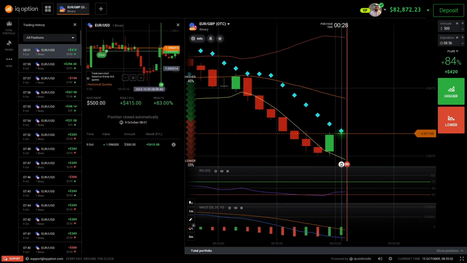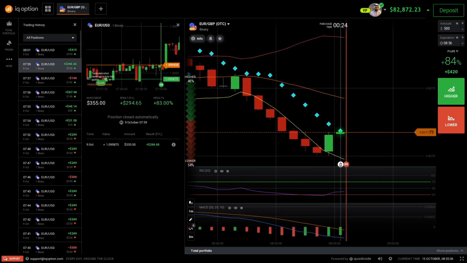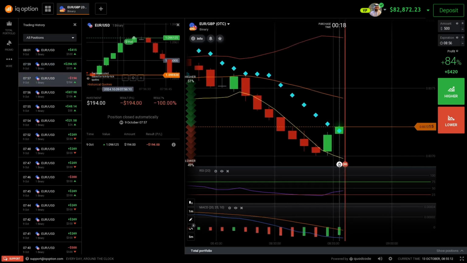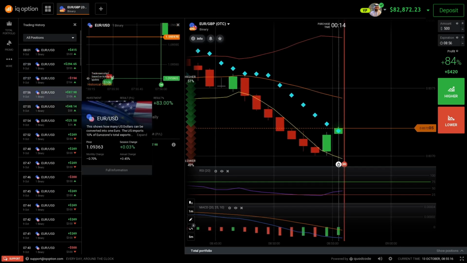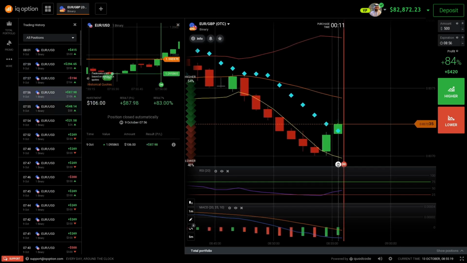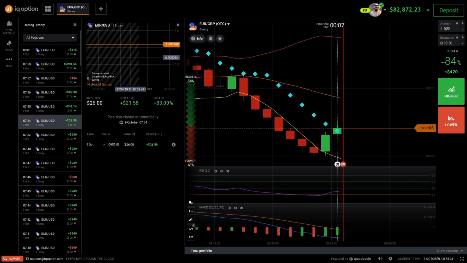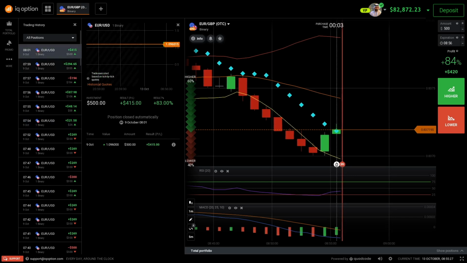So I've been looking for a signal on euro USD. Unfortunately, I couldn't find one. So I decided to look with euro pound OTC, and I finally found a beautiful uptrend that I'm going to take advantage from. So yeah, as usual, I'm using the same strategy. My strategy is based on four indicators and a couple of chart patterns.